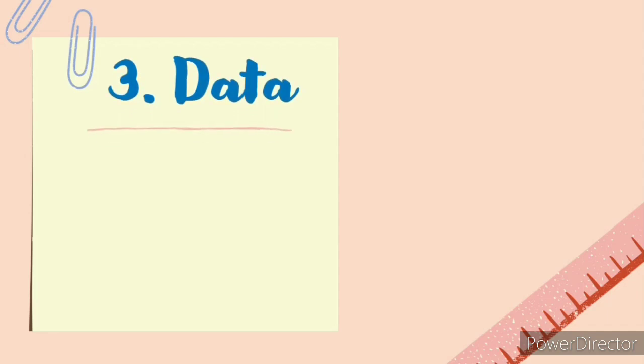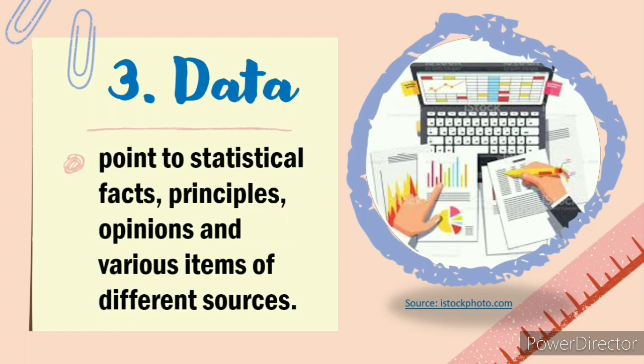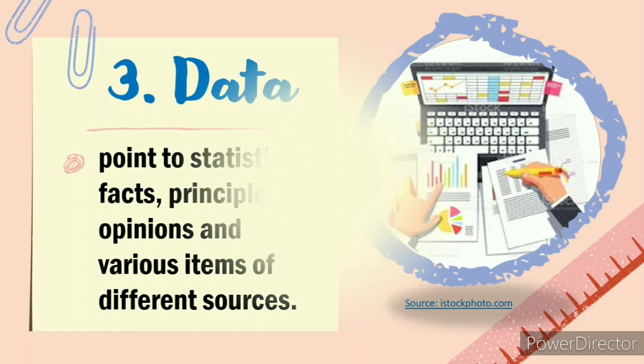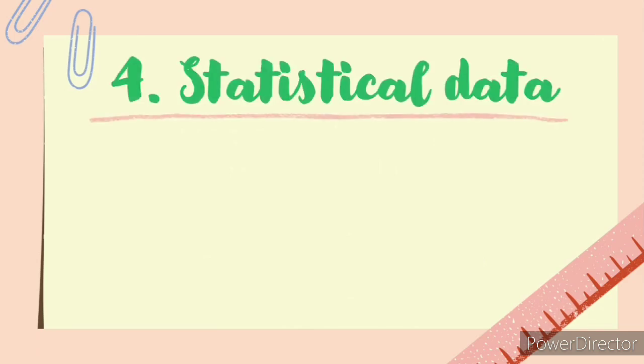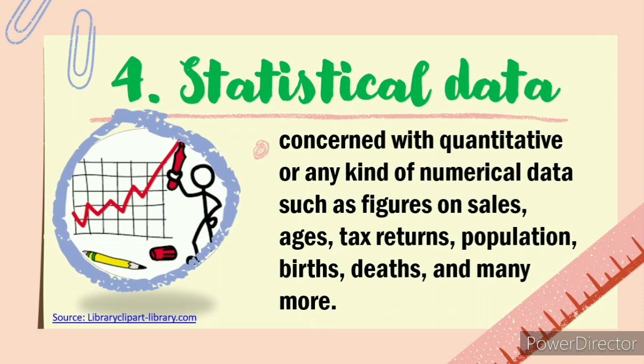Number 3, what is data? It points to the statistical facts, principles, opinions, or various items from different sources. Number 4, statistical data. It is concerned with the quantitative or any kind of numerical data such as figures on sales, ages, tax returns, population, births, deaths, and many more.